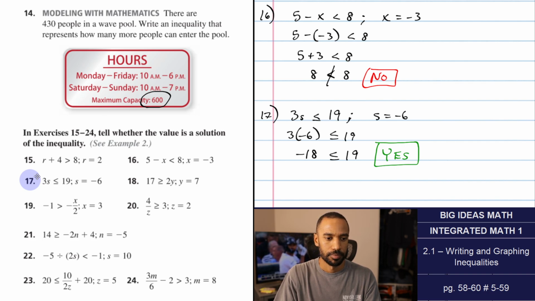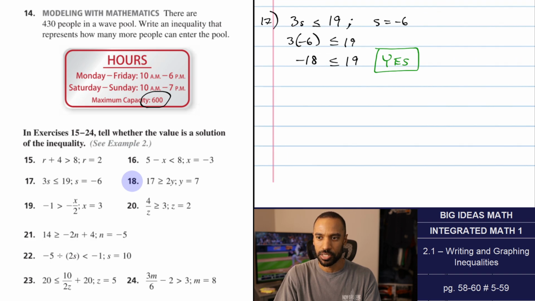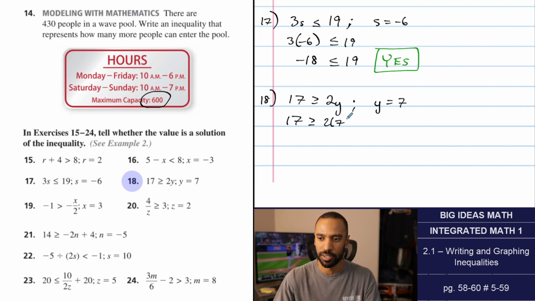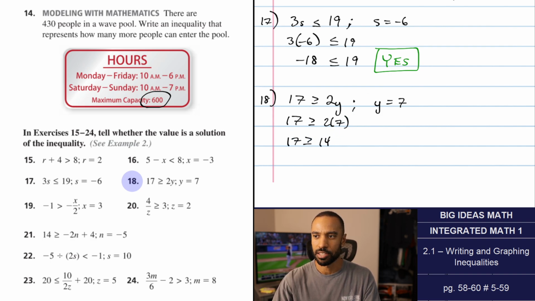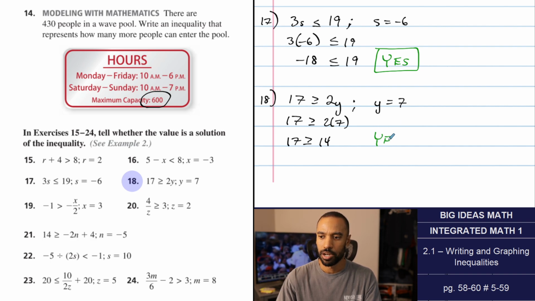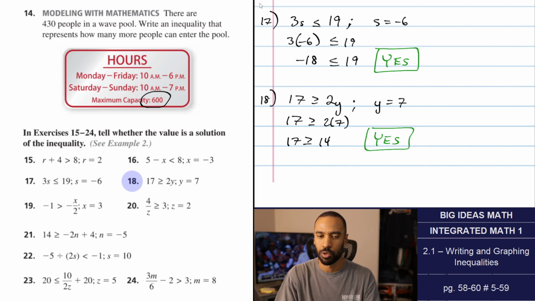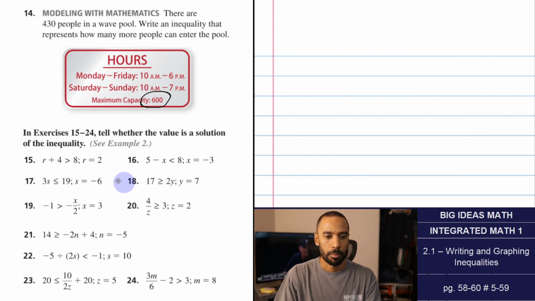Number 18. Now this time the variable is on the right side of the inequality. I said I like writing it on the left side, but since we're doing a substitution, I couldn't care less here. I'm just trying to see if 17 is greater than or equal to the number that we end up having. For y equals 7, we're checking 17 compared to 2 times 7, or 17 compared to 14. Is 17 greater than 14? Yes. Is it equal to? No. Does that matter? No. It just needs to be one or the other. 17 is greater than or equal to 14. We are good.